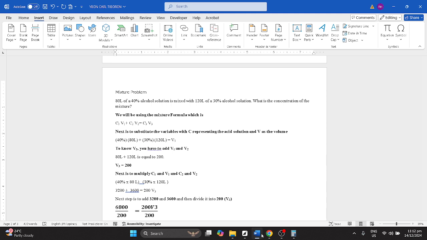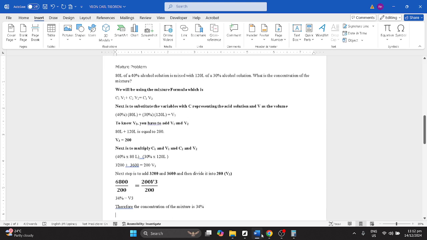So in order to find out C3V3, you have to add C1V1 to C2V2. Next is to substitute the variables, with C representing the acid solution and V representing the volume. If we substitute these variables, we'll come up with 40% of 80 liters plus 30% of 120 liters.